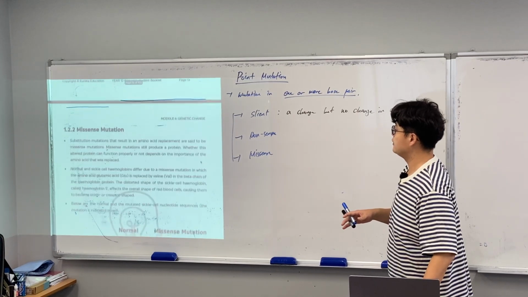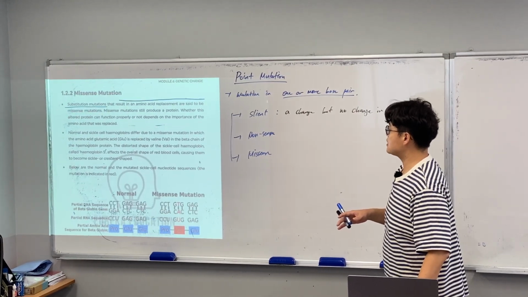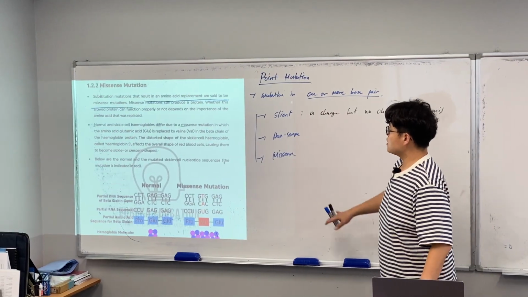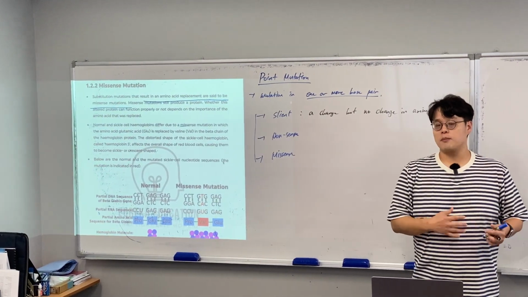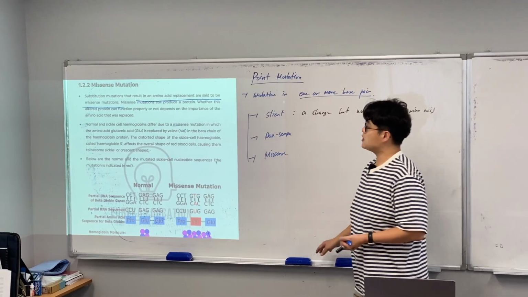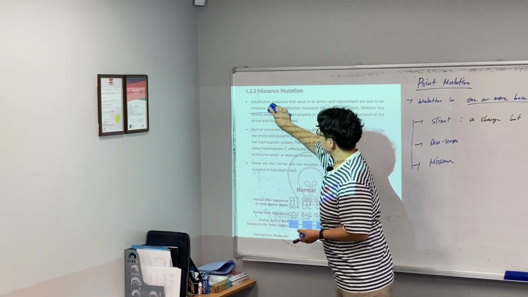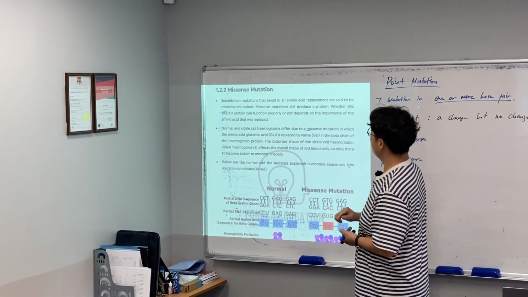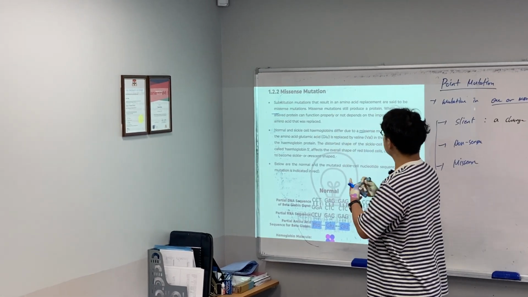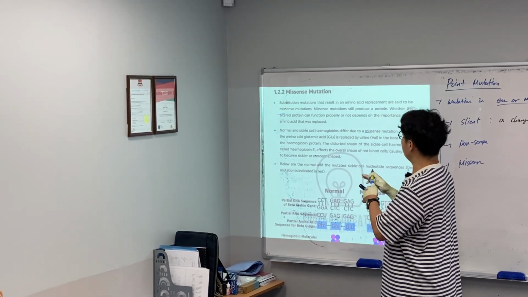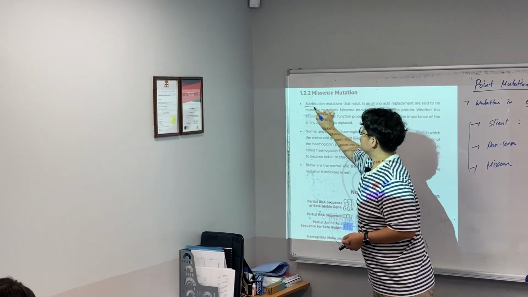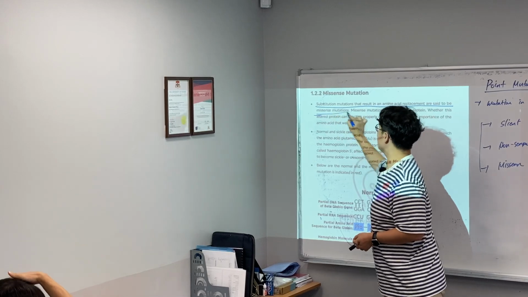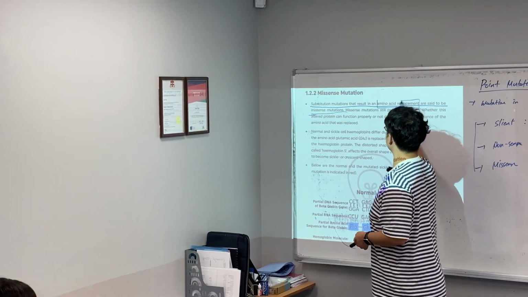Next one. What about missense? It's not nonsense, it's missense. You may get what the missense mutation is from the title. It's probably due to a substitution. So a missense mutation still produces a protein. Okay, highlight the first sentence, please. Substitution mutations that result in amino acid replacement are said to be missense.